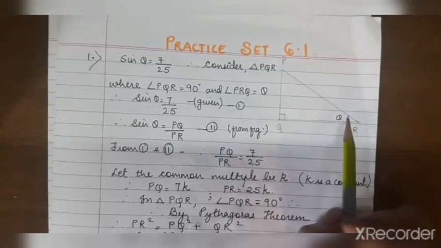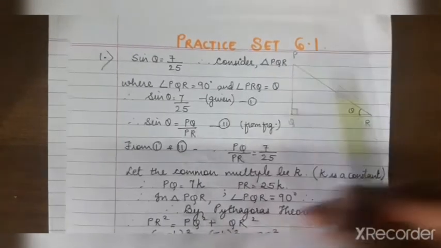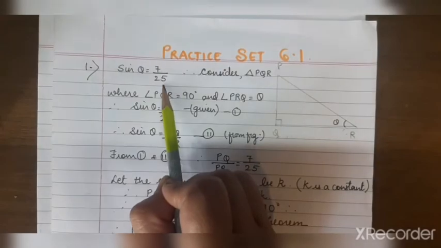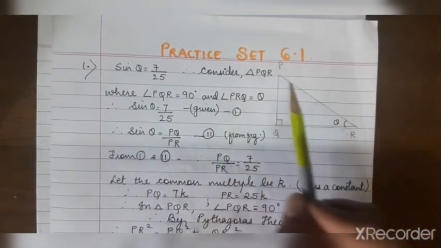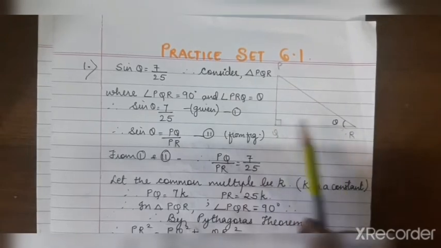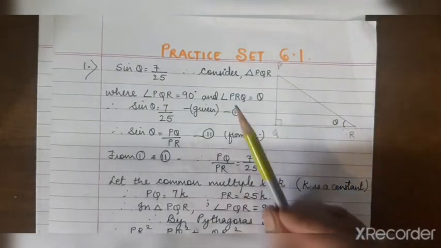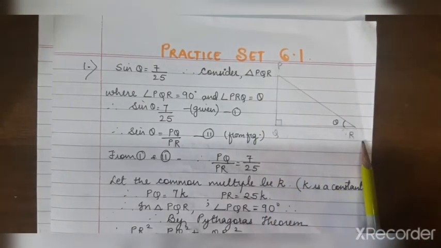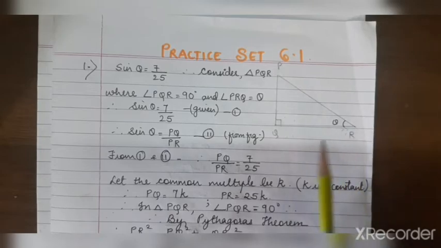We can take P also, we can take even R, any one. So here we have taken R. So given is sin theta is equal to 7 upon 25. We need to write what we have considered because the triangle is not given. This is what we have taken, therefore we need to mention it. We consider this triangle PQR where angle Q is 90 degrees and angle R is theta.